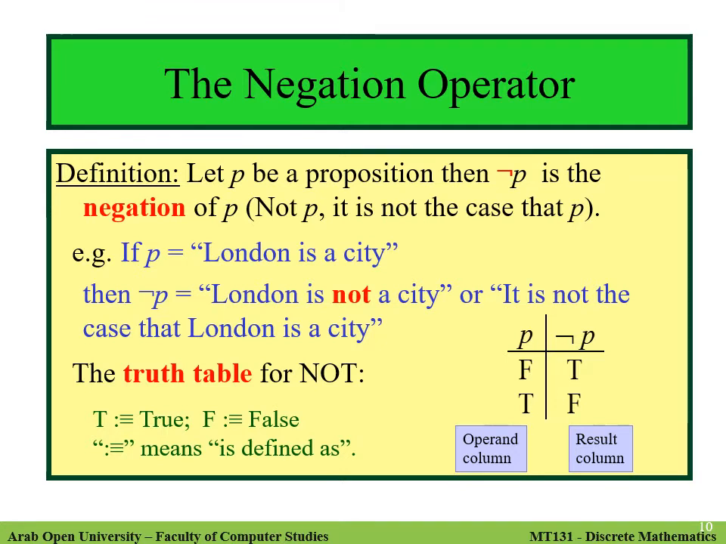In the English language, in most languages, there may be more than one statement that gives you the same meaning, so you can write the negation in this form. It is not the case that London is a city. The first form is enough to write the negation. P is the statement London is a city. The negation, not P, is London is not a city.